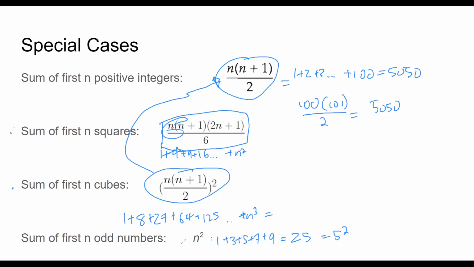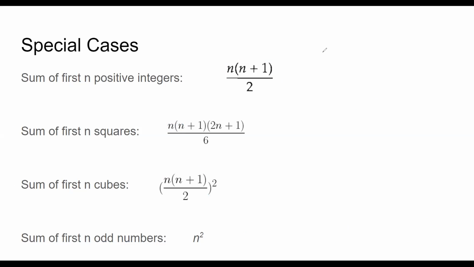That's pretty interesting. So if we have the sum of the first 10 odd numbers, 1 plus 3 plus 5 plus 7 plus 9 plus 11, 13, 15, 17, 19. Well, since these are 10 odd numbers, it's just going to be 10 squared, and it's 100. So this is just a cool little trick to add up the first n odd numbers. You just square n. I thought that was pretty interesting.